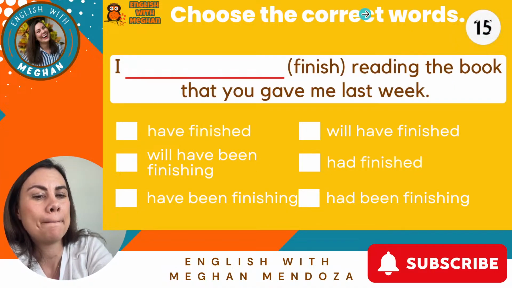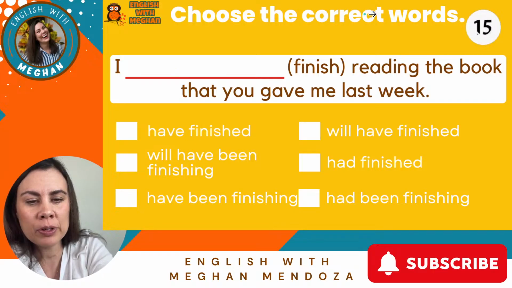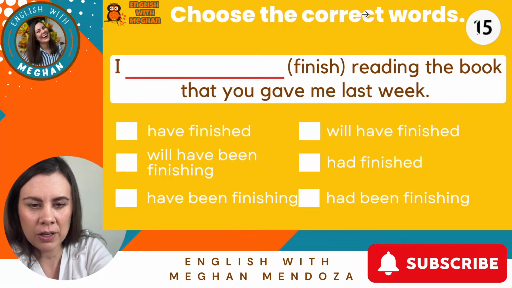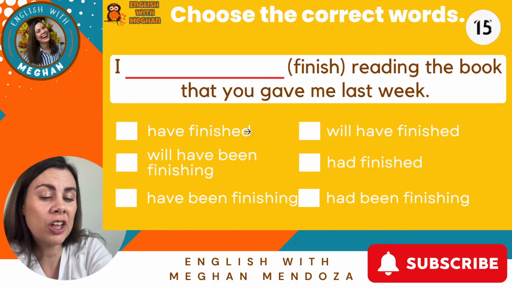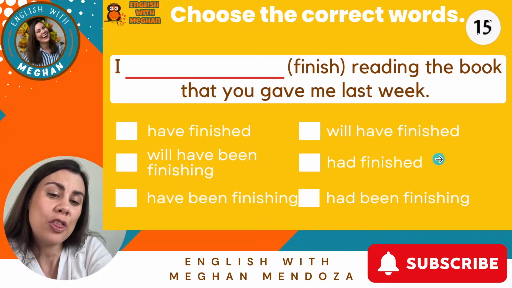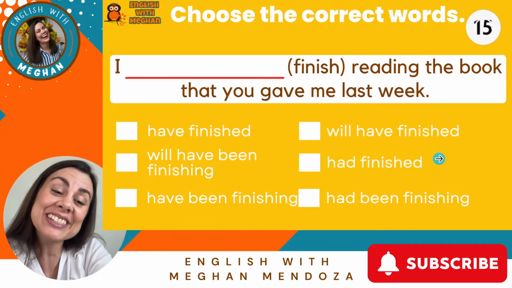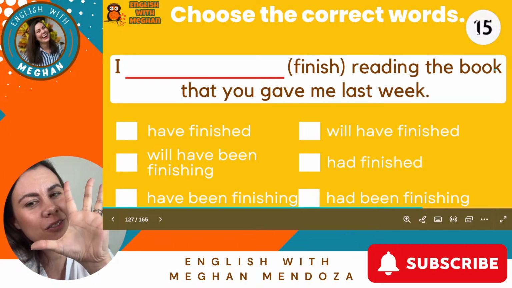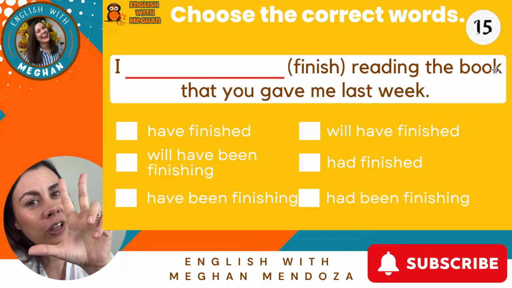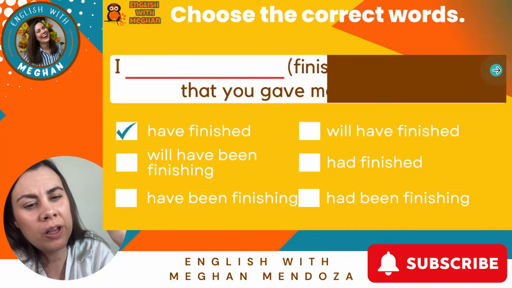All right. Here we have: I finished reading the book that you gave me last week. Okay. We have 1, have finished; 2, will have been finishing; 3, have been finishing; 4, will have finished; 5, had finished; and 6, had been finishing. So what is your answer? 5 seconds. 5, 4, 3, 2, 1.